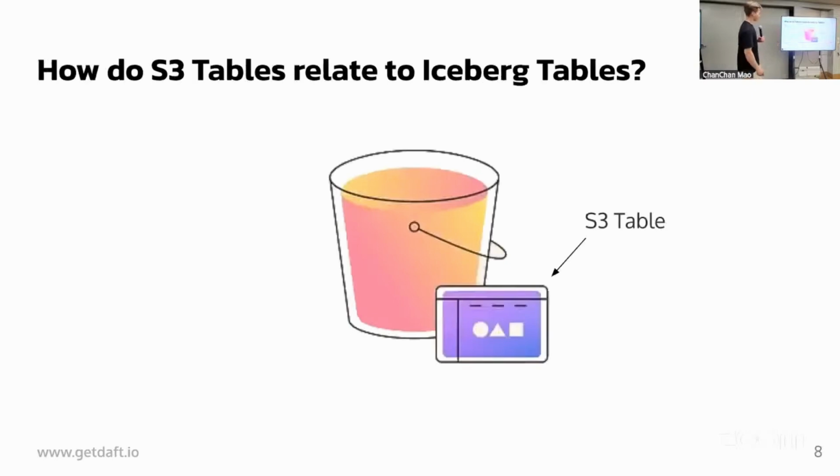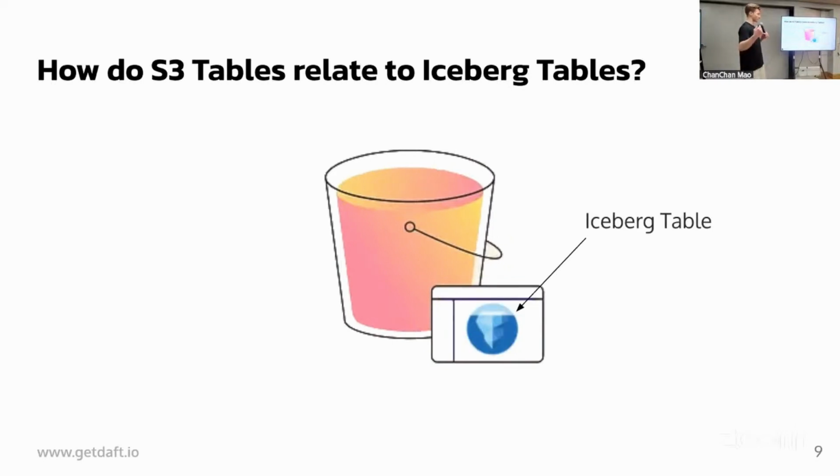Okay, so how do S3 tables relate to Iceberg tables? We can think of an S3 table as a logical construct. It's decoupled from the actual bytes. An S3 table is just a name that we assign to a bunch of data stored somewhere. But if we peek inside, we'll see it's just an Iceberg table.